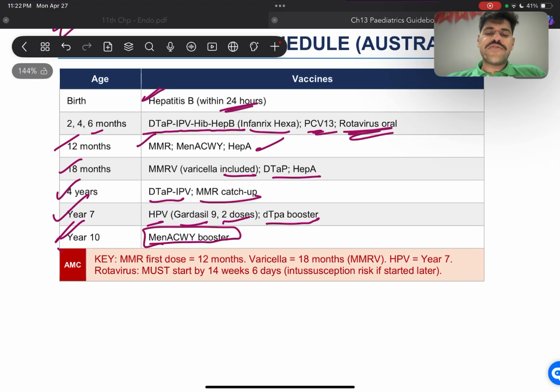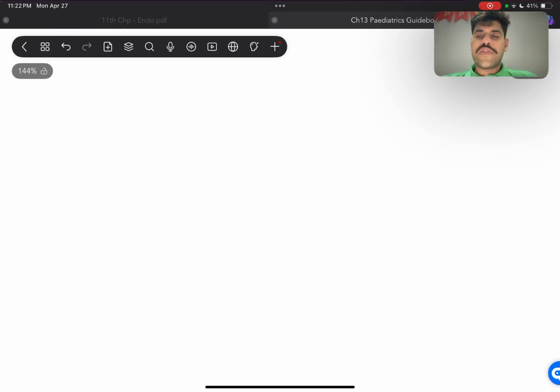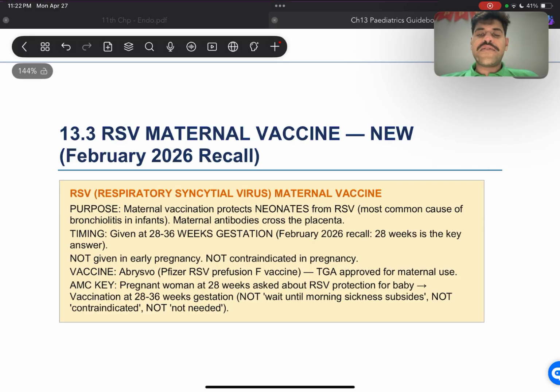All right, now the key is going to be MMR first dose is going to be 12 months, varicella is going to be 18 months, HPV is going to be year 7. Rotavirus must start by 14 weeks and 6 days, because if it is started later on, as it says, there's a risk of intussusception.